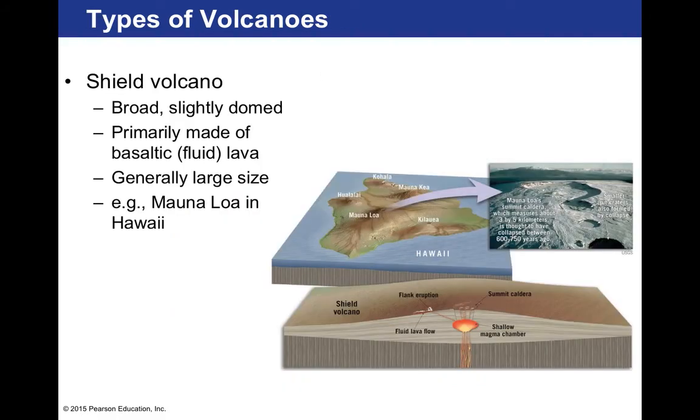All right, there's some other types of volcanoes. One type is called a shield volcano. These are broad, that have a very slight dome. They don't have a very high summit like that previous picture. And these are primarily made out of basaltic lava flows. So these would be very fluid-like lava flows. And these are generally very large in size. And an example would be the Mauna Loa volcano in Hawaii.